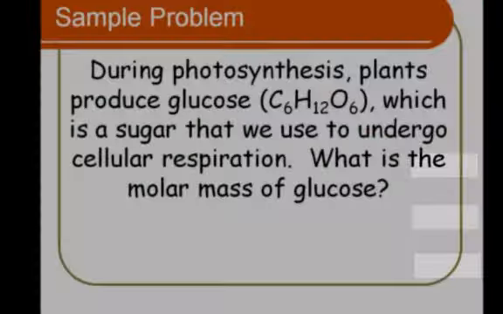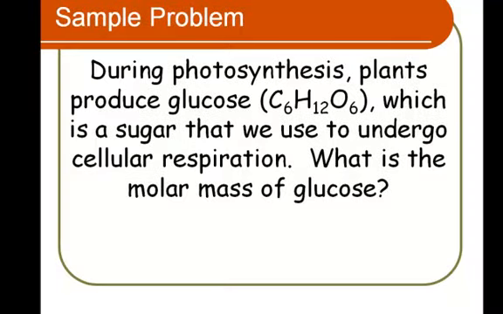So let's look at a sample problem. During photosynthesis, plants produce glucose, C6H12O6, which is a sugar that we use to undergo cellular respiration. What's the molar mass of glucose? Well, first we need to determine what elements are present.